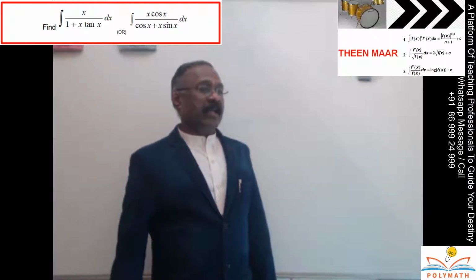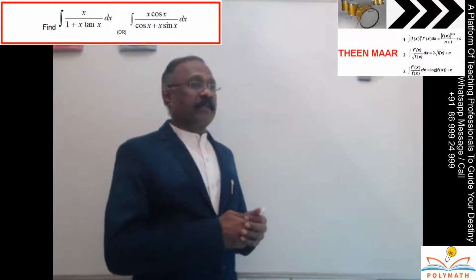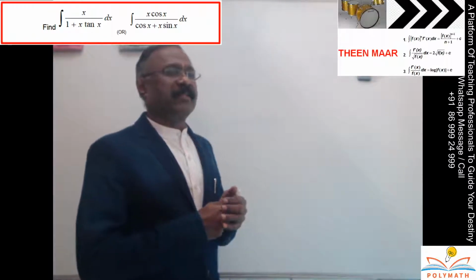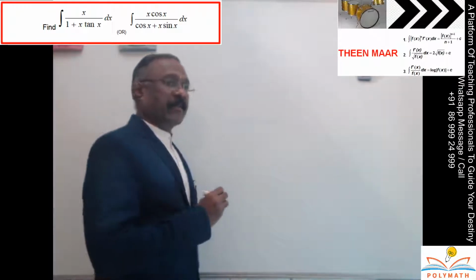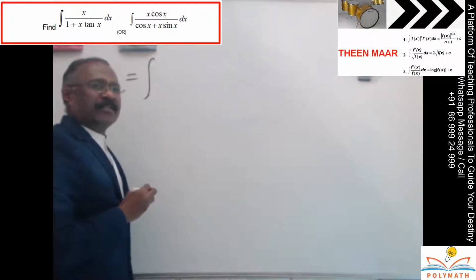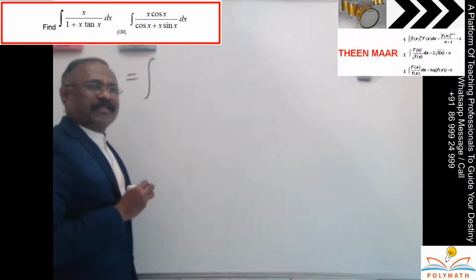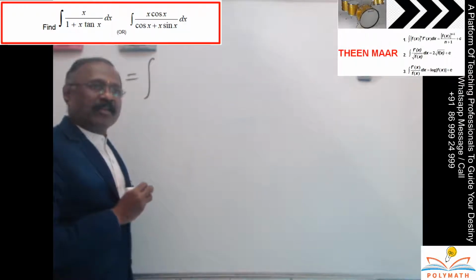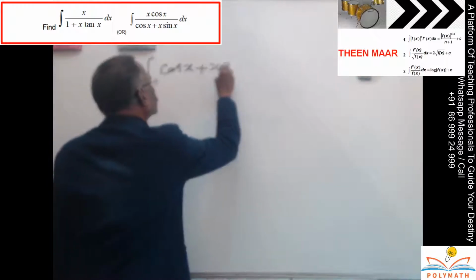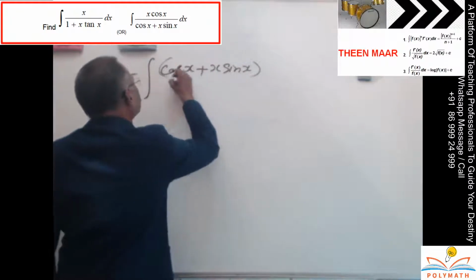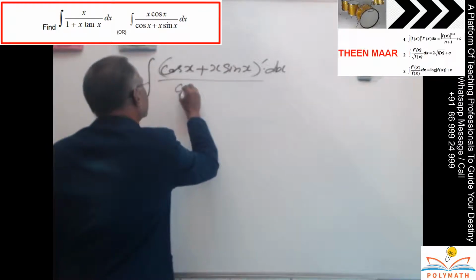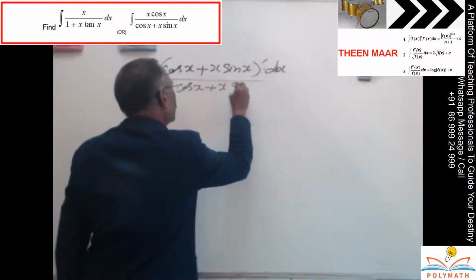Now this is the integral of x upon 1 plus x tan x. If you write tan x as sin x by cos x, it takes the form of integral x cos x by cos x plus x sin x. If you observe the numerator, it is x cos x. If you observe the denominator, it is cos x plus x sin x. It can be seen that the derivative of cos x plus x sin x is nothing but x cos x. You can check it out.